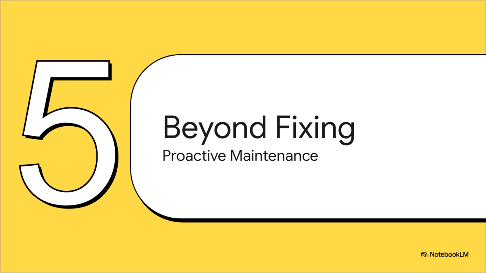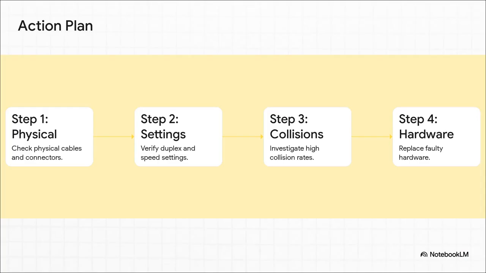But the real goal here isn't just to get faster at fixing things when they break. It's about stopping them from breaking in the first place. It's all about shifting from being reactive to being proactive. And the beautiful thing is, the dashboard gives you a clear path forward. It's a data-driven action plan. You're seeing CRC errors? Go check your physical cables. You're seeing a high collision rate? Go verify those duplex settings. If you have constant problems on just one port, maybe it's time to swap out that faulty piece of hardware. It's a simple, logical workflow.